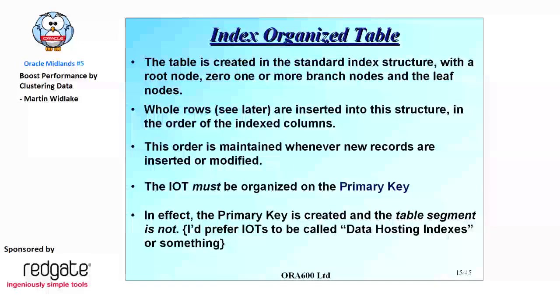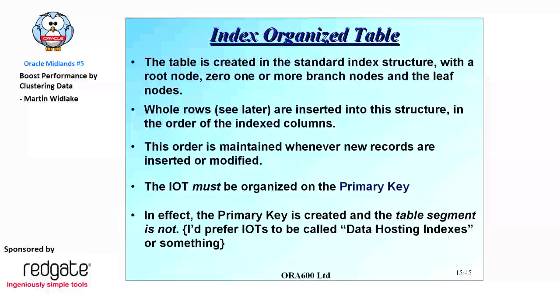Your IoT must be organised on the primary key, and that can be a little sticking point. There are ways around it, I'll cover it in my other talk and on my blog. So in effect, you create the primary key, no table segment is created, and all the data is kept in the index. I prefer IoTs because I like data hosting index. It's not an index organised table, it's an index holding a table.